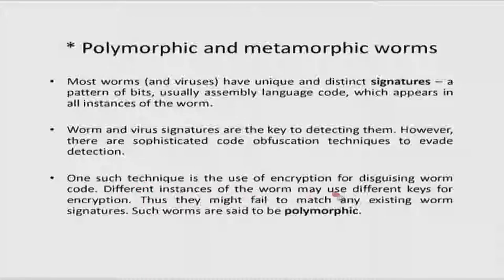Different instances of the worm may use different keys for encryption, thus they might fail to match any existing worm signature. Such worms are said to be polymorphic worms. So that is one big challenge in detecting polymorphic worms.